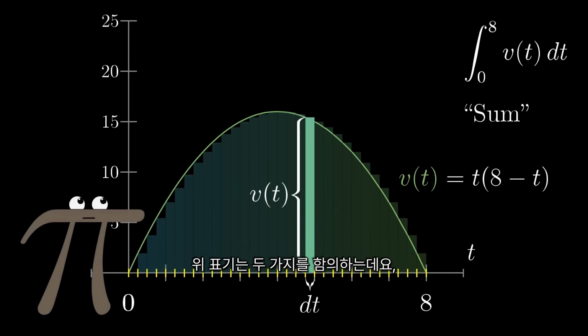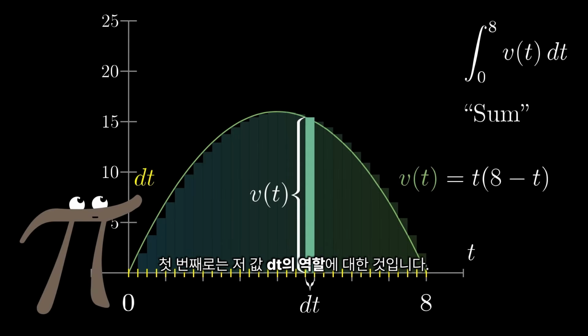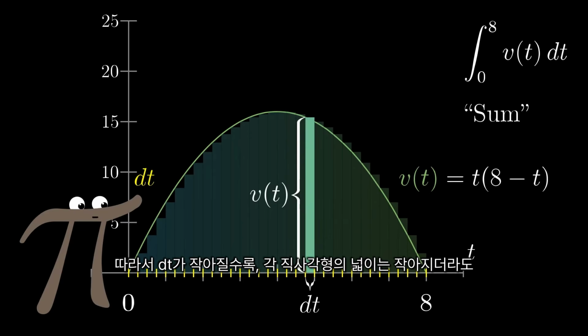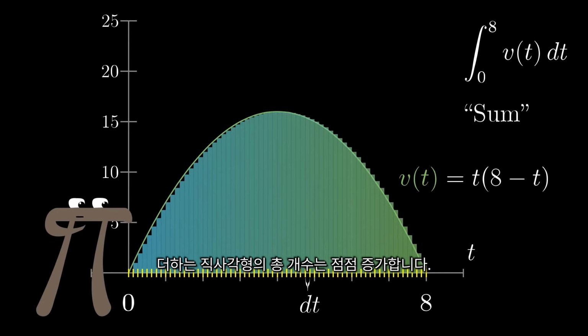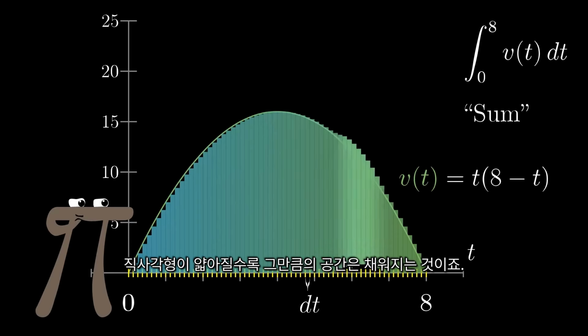Two things are implicit in this notation. First of all, that value dt plays two separate roles. Not only is it a factor in each quantity that we're adding up, it also indicates the spacing between each sampled time step. So when you make dt smaller and smaller, even though it decreases the area of each rectangle, it increases the total number of rectangles whose areas we're adding up, because if they're thinner, it takes more of them to fill that space.